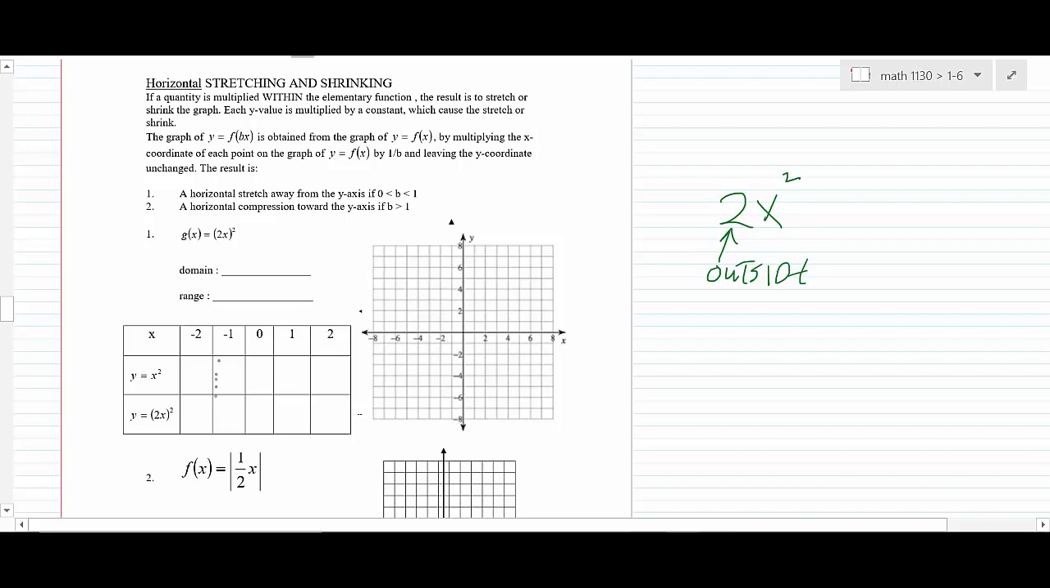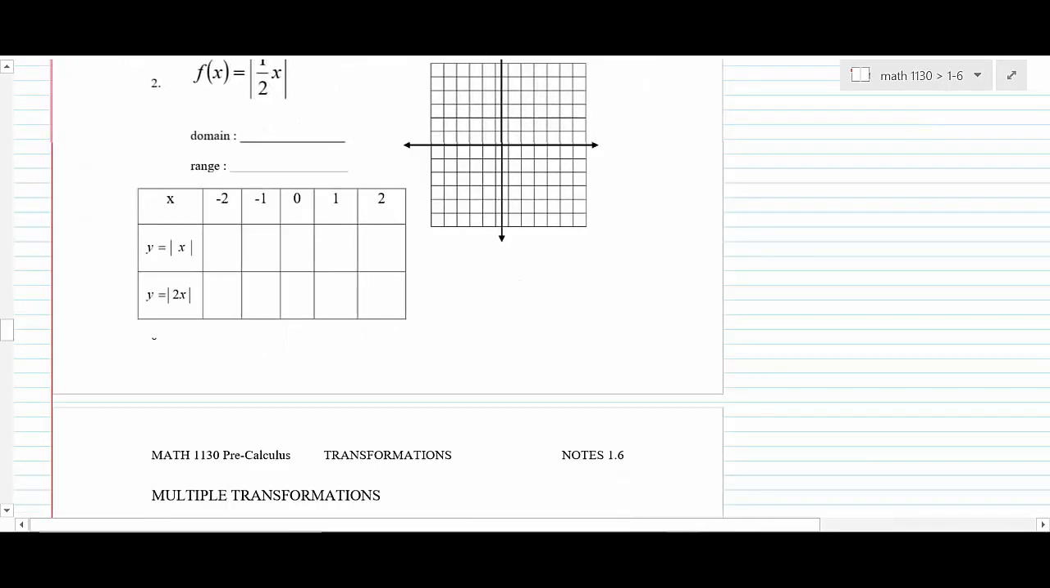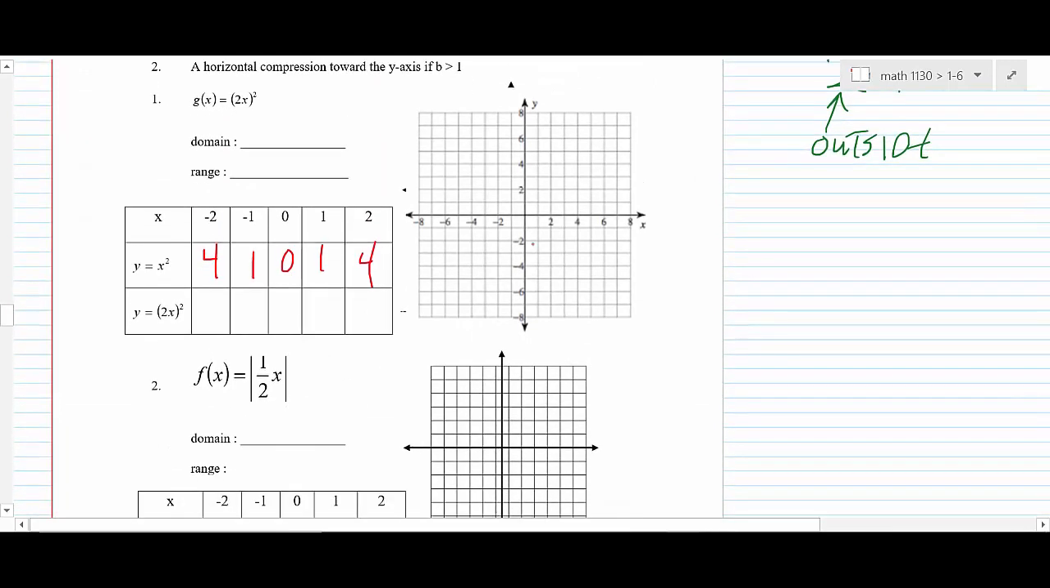So we're just going to crunch this out, and I'll show you how this works, and we'll kind of discover how this works out. So we just square the numbers, so that would be 4, 1, 0, 1, and 4 like that. Okay, then if I put those together, I'd have (-2, 4), (-1, 1), (0, 0), (1, 1), and (2, 4) like that. So that is your elementary function like that.